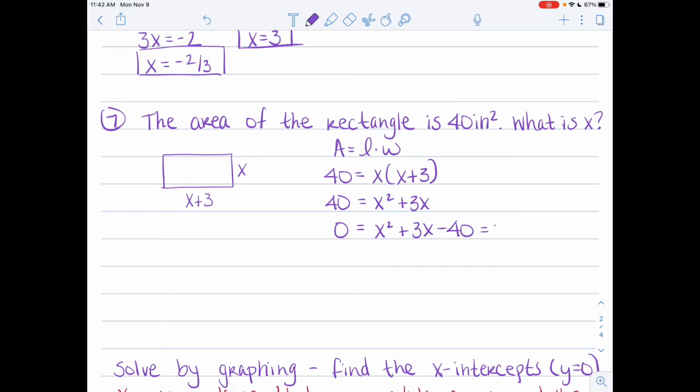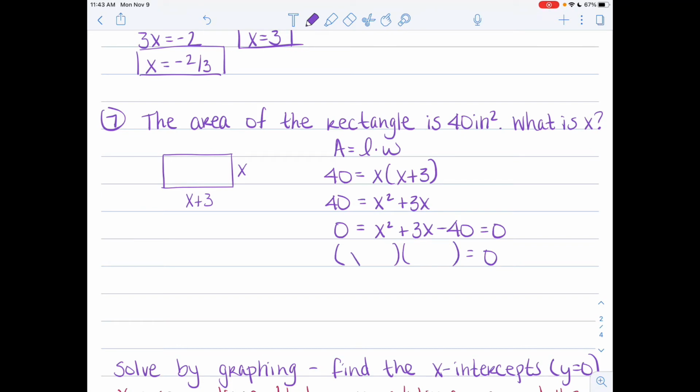x squared plus 3x minus 40. Now I can turn that around and say that the 0 is on the other side just to set it up in the form that I'm typically used to having. I didn't want to move the x squared over to the other side and have a negative x squared, because then all of a sudden my a value is a -1 instead of a 1, and I would have to deal with that. So this one, my a value is 1 in front of that x squared. So I'm able to go straight to factoring.